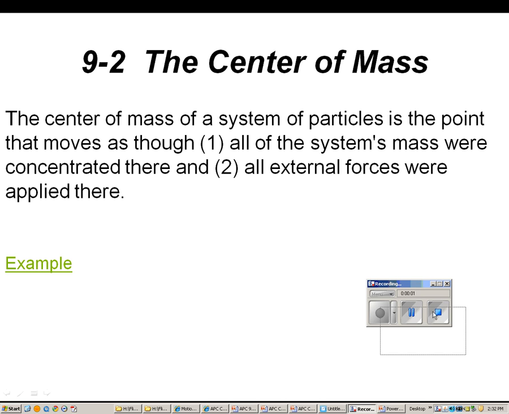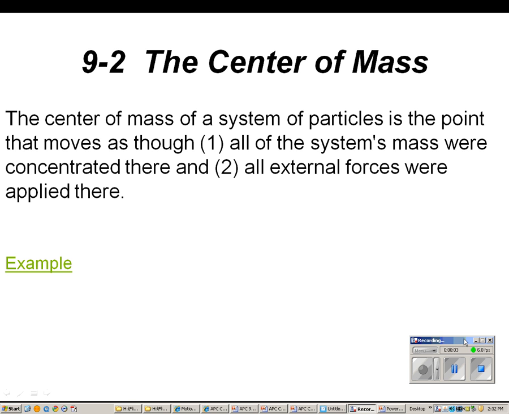This is the 9-1 video for APC. We're going to calculate the center of mass of objects. The center of mass of a system of particles is the point that moves as though all the system's mass were concentrated there and all external forces were applied there.